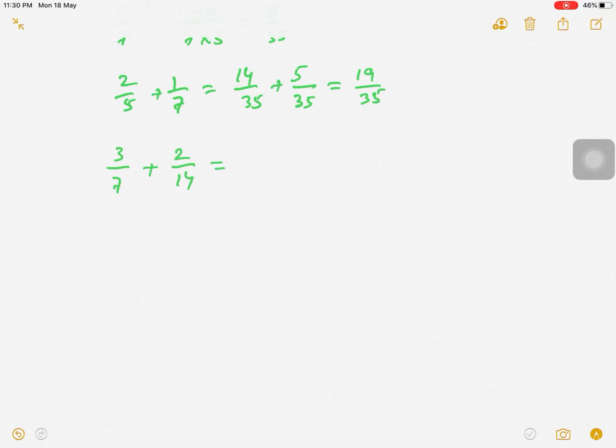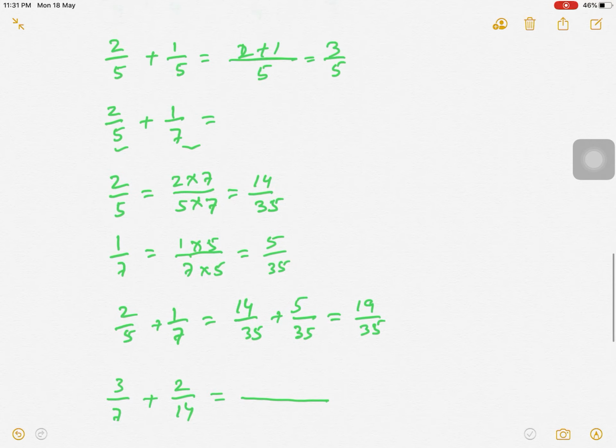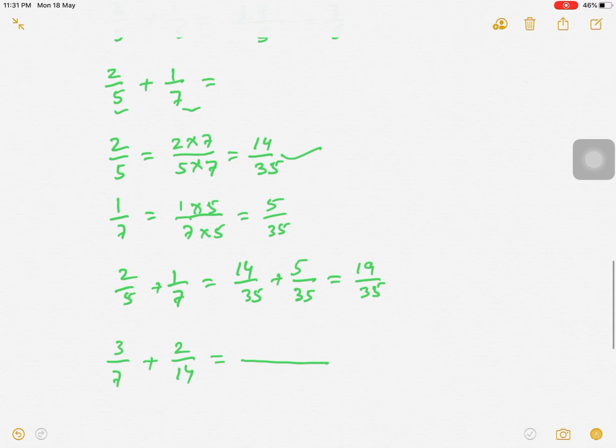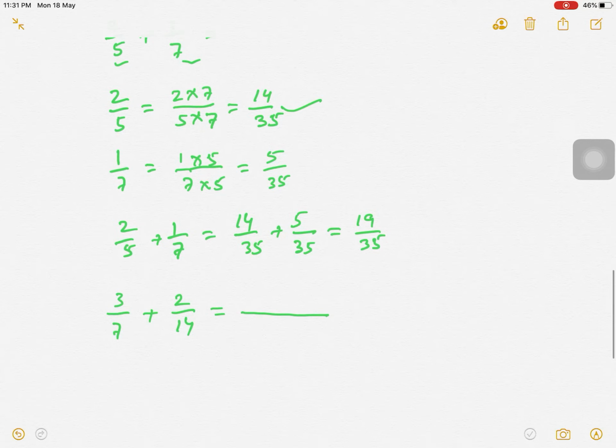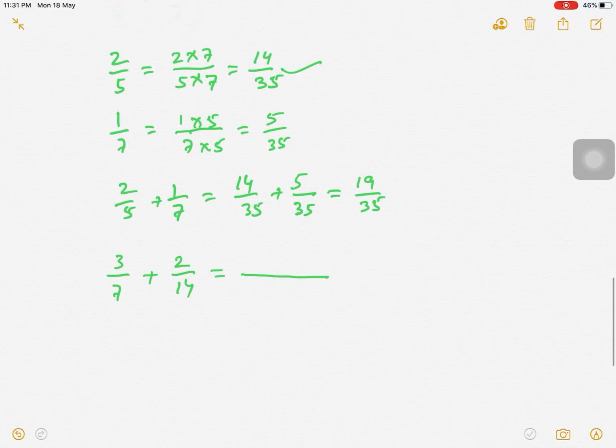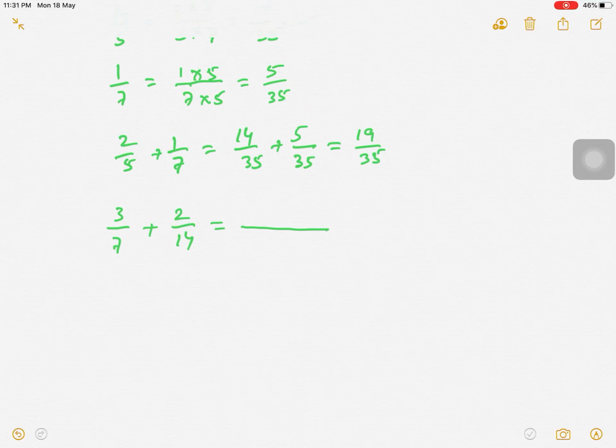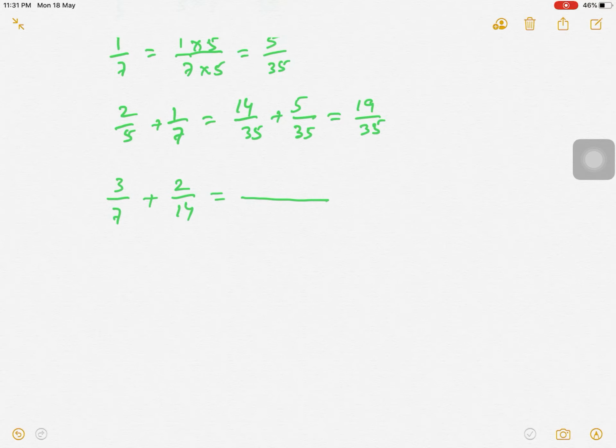Here you see 3 by 7. In this example we have taken the like fractions, then we have added. Now we shall try to add in other way. Without going for like fractions, directly we can go for LCM. Here we shall try to find out the LCM of 7 and 14. And you know LCM of 7 and 14 is 14.